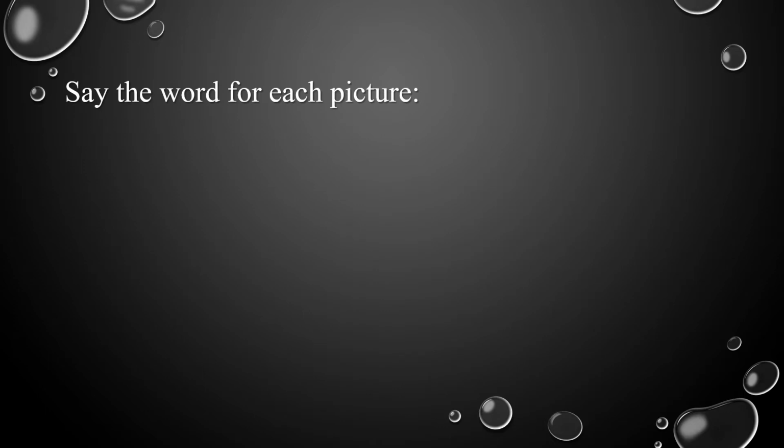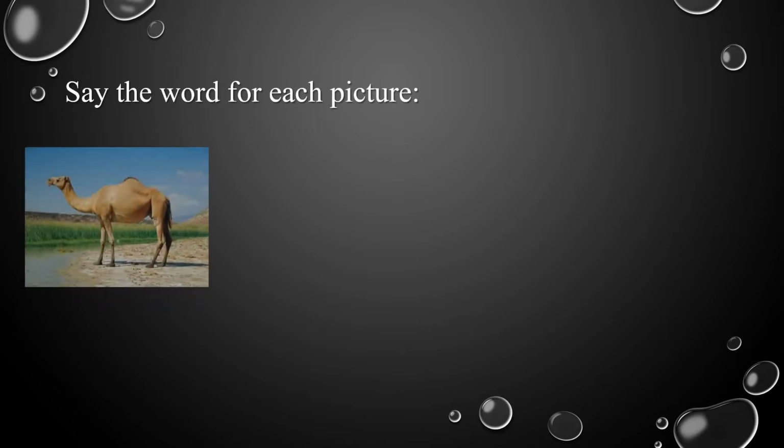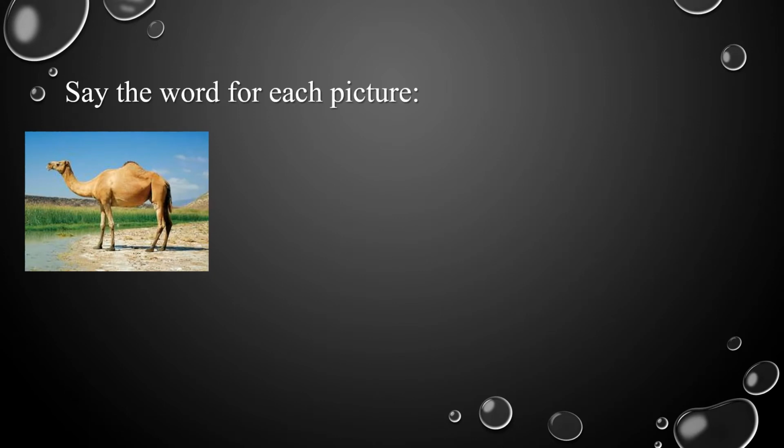And now, we are going to start by saying the word for each picture. Let's start with the first picture. Now look at the first picture. It's an animal that has three humps, and it lives in the desert. What is this animal? Very good! It's a camel.